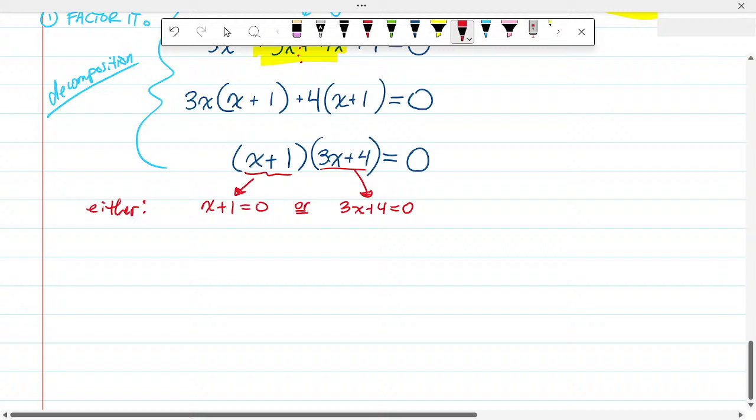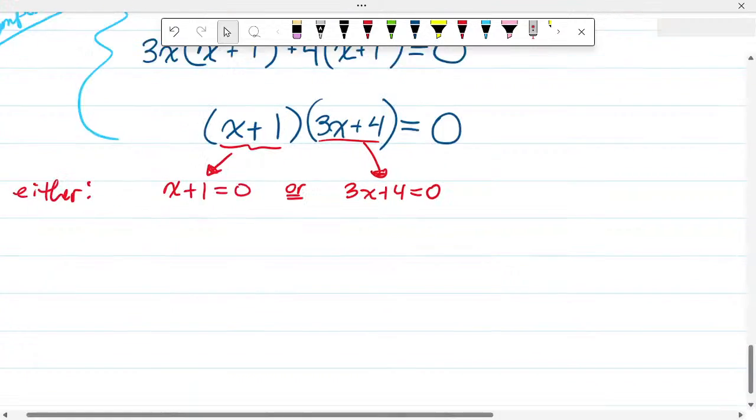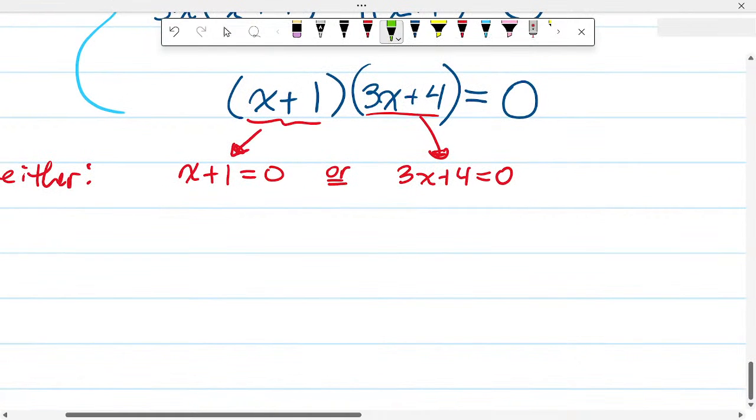That's the whole point of doing this in factored form. If we do it in factored form, we can say either this bracket's going to be 0 or that bracket's going to be 0. Feel all right? That's not too bad, right? Now, one of these is easy to solve. Which one's easy to solve? X plus 1 equals 0, because we could just say, okay, what's the opposite of adding 1? Subtracting 1.